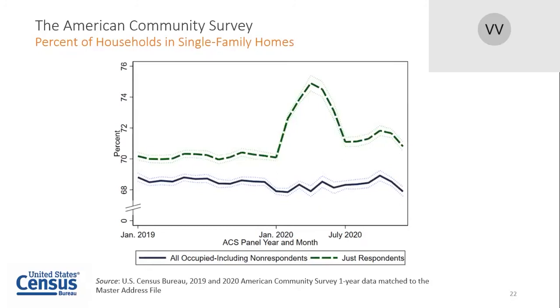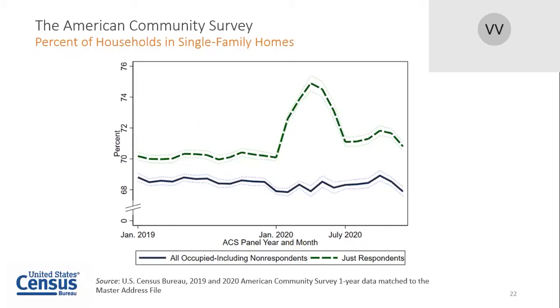All right, so what this graph shows are various estimates of the percent of households residing in single-family homes. We get this data from the master address file, the sampling frame for the ACS. We get that in blue. You see the estimate you get from all occupied housing units, including non-respondents. And then in green, you get the estimate from just respondents. On the Y or vertical axis, you get the percent residing in single-family homes.